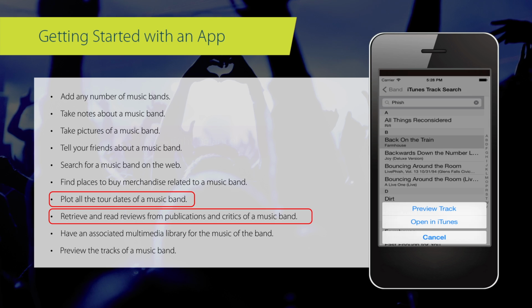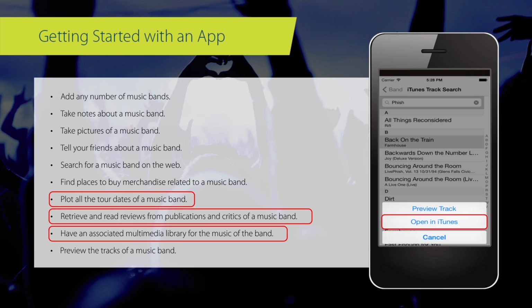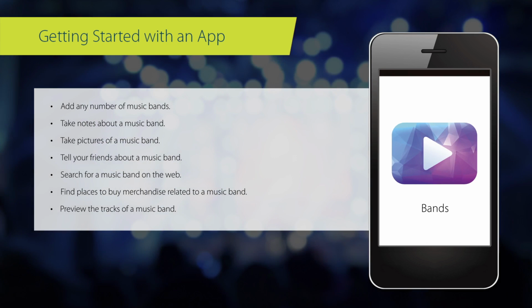Also, handling copyright issues associated with these reviews would be difficult too. A third feature that may require reconsideration is the associated multimedia library for a band's music. Since this feature is already available in Apple's native app, you can take this feature off the scope of your band's app. With that, you have a final list of ideas for your app.